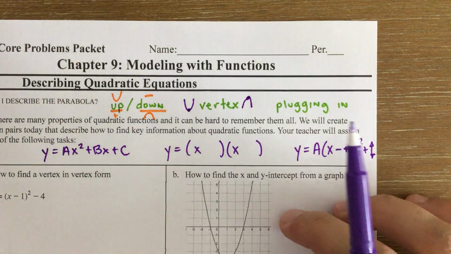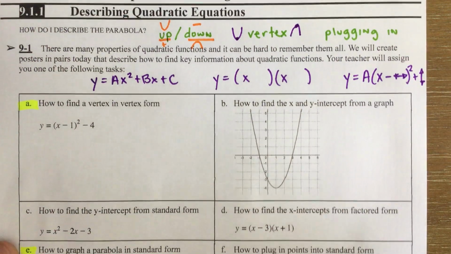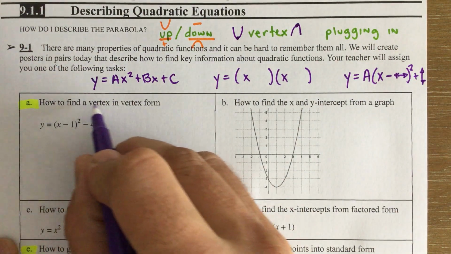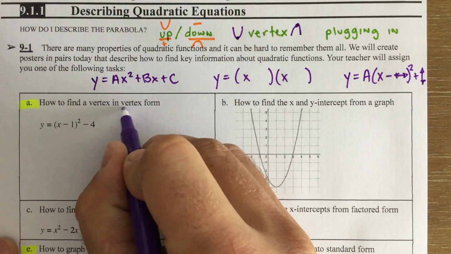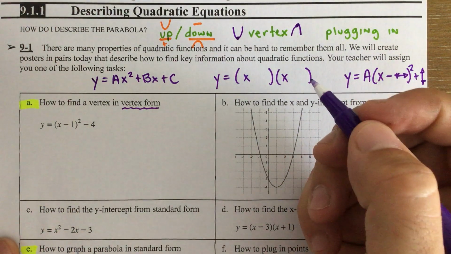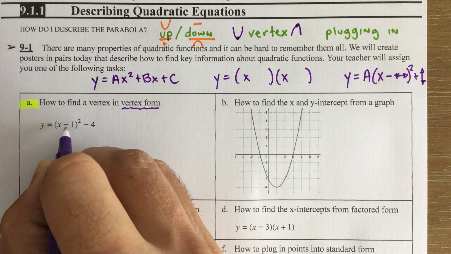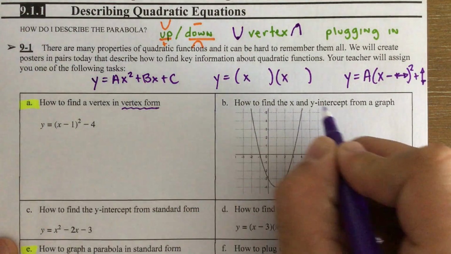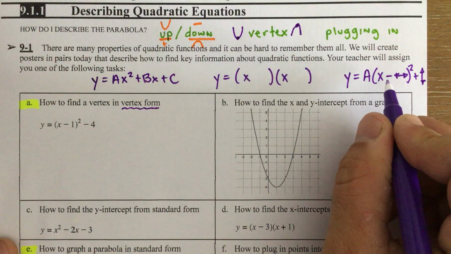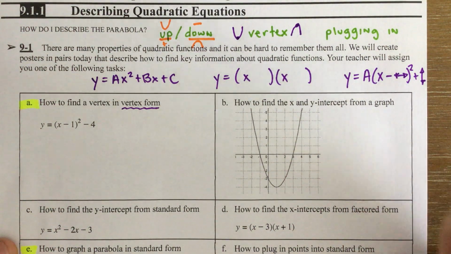So let's go ahead and look at the first problem that we have here, letter A, and it says how to find a vertex in vertex form. Like it says, this should be pretty easy since it's in the correct form. The horizontal shift, our x value, always does the opposite. That's why there's a negative in this formula, and we did investigate that a little bit in Desmos.